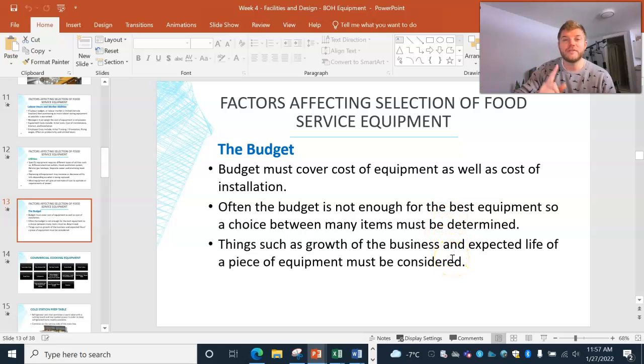So budget is not a one-time thing. It's an ever-evolving process where you're always looking at how much money you have, how much money is coming in, how long would it take you to pay off a certain piece of equipment, what kind of labor savings would a certain piece of equipment have, or is it just actually going to cost you more, not only in the piece of equipment, but training people to use it properly. So this is a big one right here. This is probably the first one that you look at and the last one you look at as far as factors that affect what kind of food service equipment you will purchase.